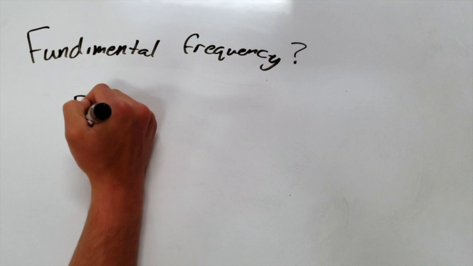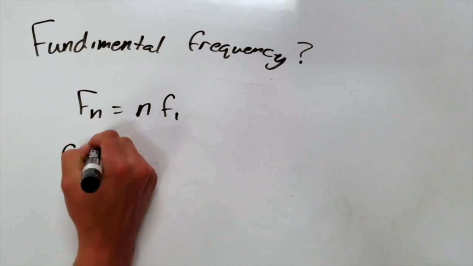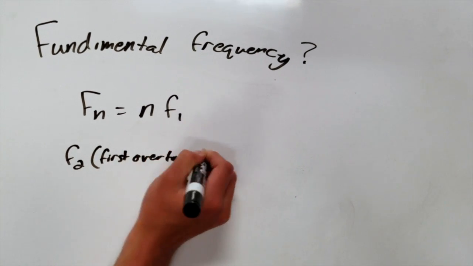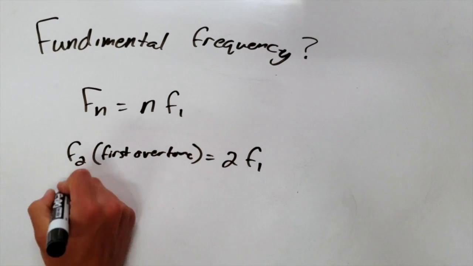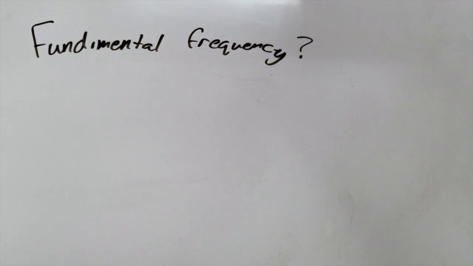This is represented as a formula where N is describing the harmonic and F1 is our fundamental frequency. So to find our first overtone, it's just 2 times the fundamental frequency, and to find the third, 3 times the fundamental frequency.